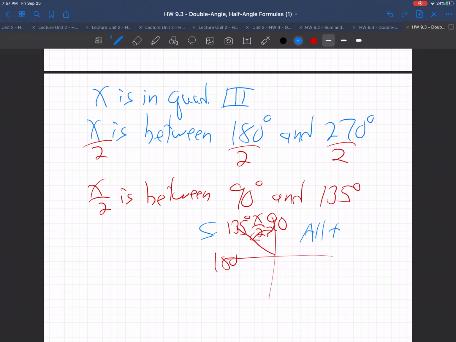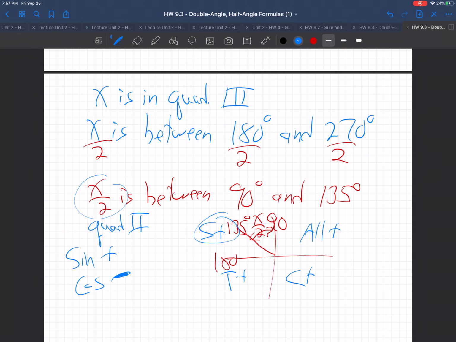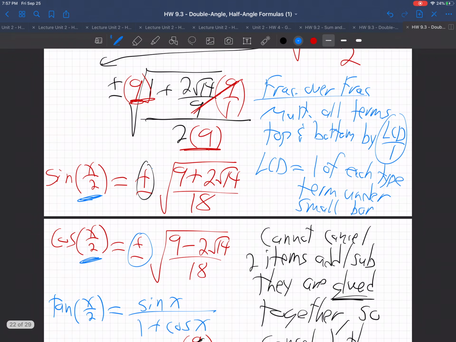All students take calculus. So x over 2 is in quadrant 2. Sine is positive. Cosine is negative, right? In the second quadrant, remember the all students take calculus. Sine is positive. The other ones are negative. Cosine is negative. Sine is positive. So we go back and we go, okay. Sine is positive. Cosine is negative. That's how we determine those signs on the outside. And so now we've got it.